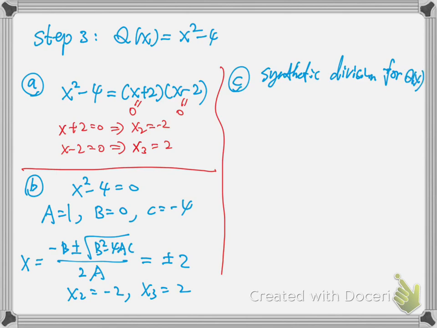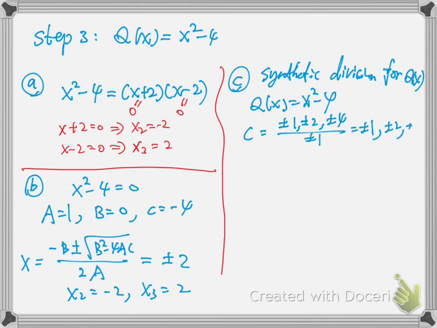Okay, we repeat steps 1 and 2 until we get remainder 0. Then we get 2 more solutions. So now q of x is x squared minus 4. So step 1, possible c. We get the same set of possible c: positive negative 1, positive negative 2, positive negative 4.